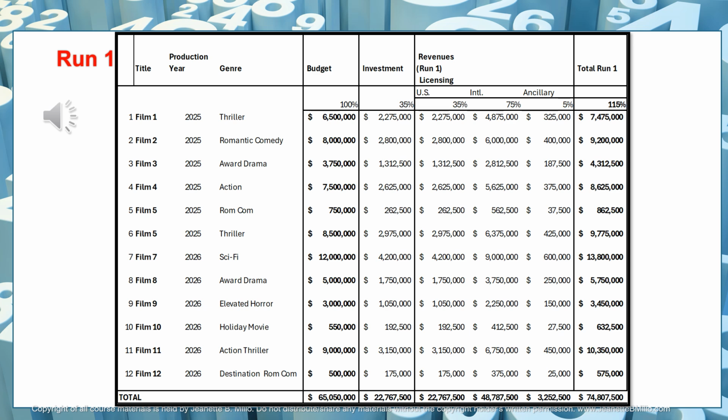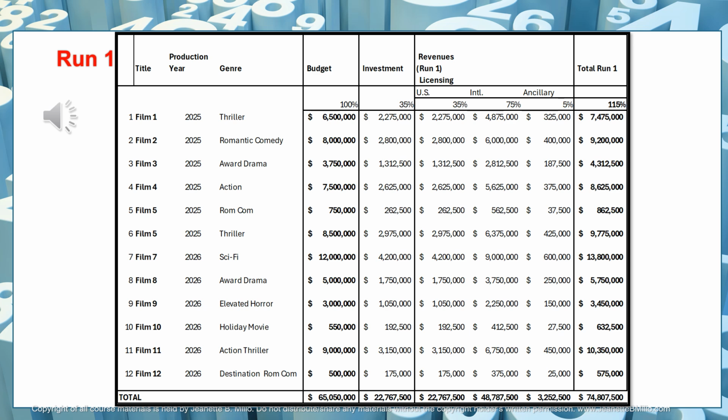Film 8 is another award-winning drama for $5 million. We're generating $5,750,000 with this one from the first run. We have then Film 9, an elevated horror movie at $3 million. We're generating $3,450,000. Then we have a holiday movie at $550,000. We're generating $632,500 in the first run.